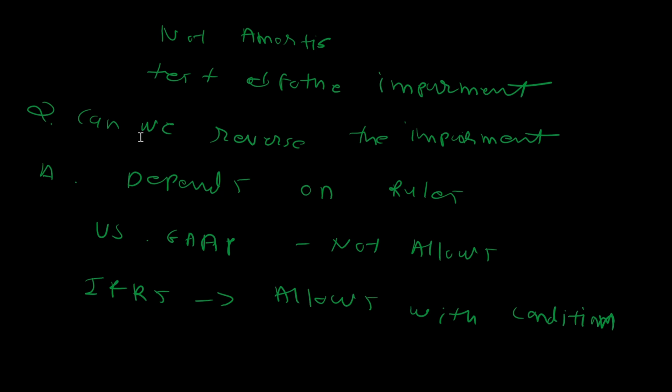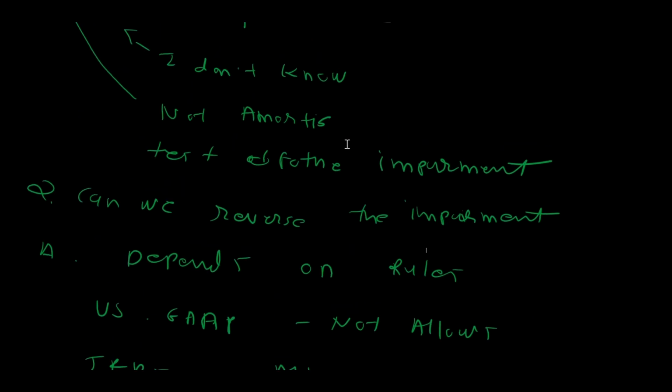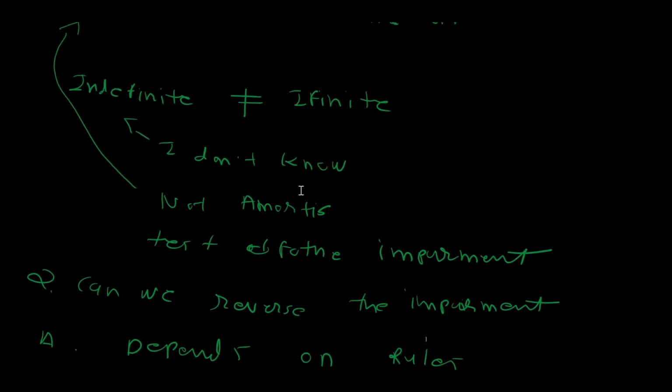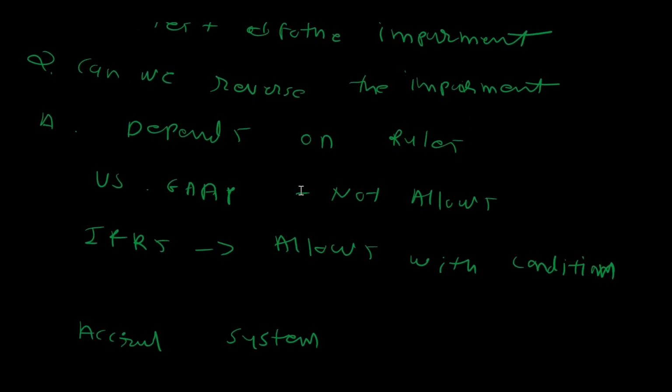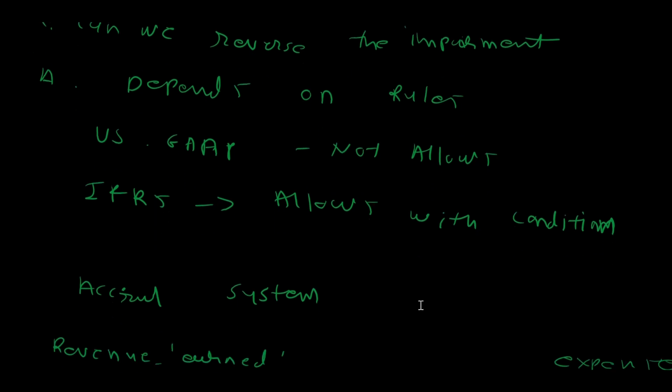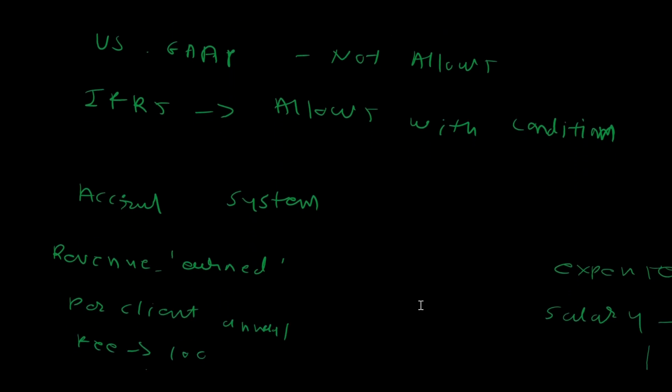Now the question arises: can we reverse the impairment? For example, I impaired the goodwill, and next year I found that its price increased again. So can I reverse? It depends on the rules. For example, US GAAP does not allow it, IFRS allows it with some conditions.